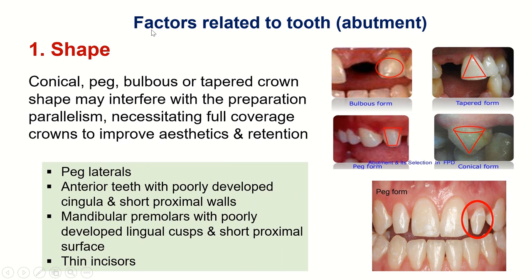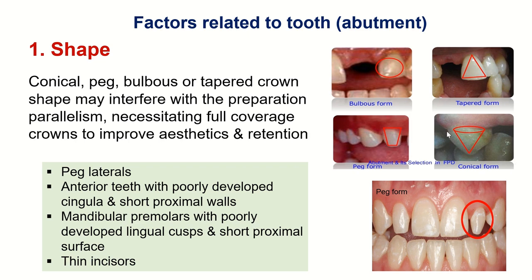Let's start with the factors that are related to the tooth. Firstly, the shape of the tooth. Sometimes you can see some variations from normal in the shape of the crown. Some crowns show a conical form, peg shape like in a lateral incisor, and others may be bulbous or tapered. All these conditions will interfere with the preparation parallelism, and also necessitate full coverage to improve aesthetics and retention.